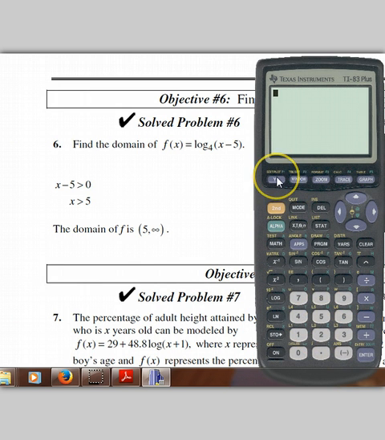Graphing a log function. I'm just going to plug in y is equal to, if you want to graph a log function, you're simply going to go ahead and type log x and graph. If you want to graph log x plus 5, I'm going to clear this one, log of x plus 5 and graph.